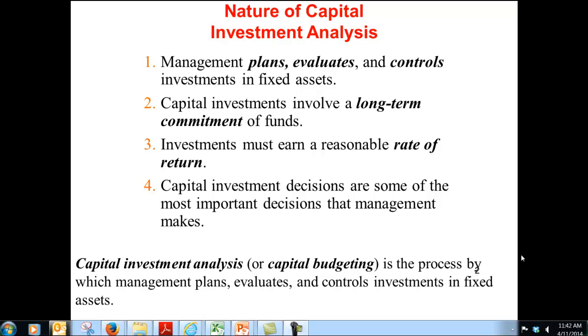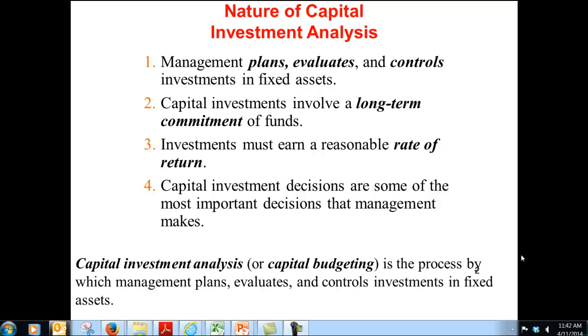Hey guys, in this chapter we are going to discuss the nature of capital investment analysis. So let's talk about what capital investment is anyways. Management plans, evaluates, and controls investments in fixed assets, and most of these capital investments are going to require a long-term commitment of funds. So not only a lot of money, but it's going to be perhaps a long period of time before we have everything paid for. Investments must earn a reasonable rate of return.